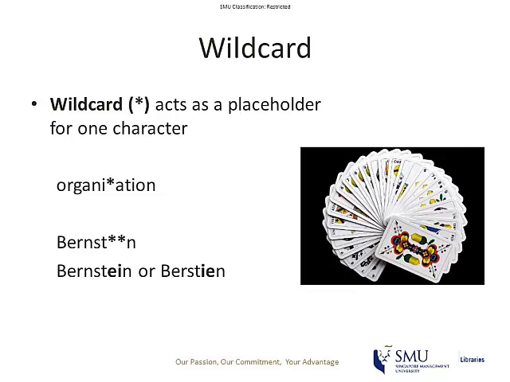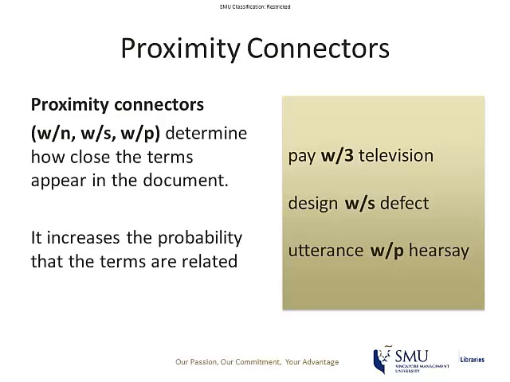It is also useful for spelling errors, as shown in the example of Bernstein. It is important to remember that the asterisk represents one character. Although this is a useful function, it is likely you will not have to use it frequently.